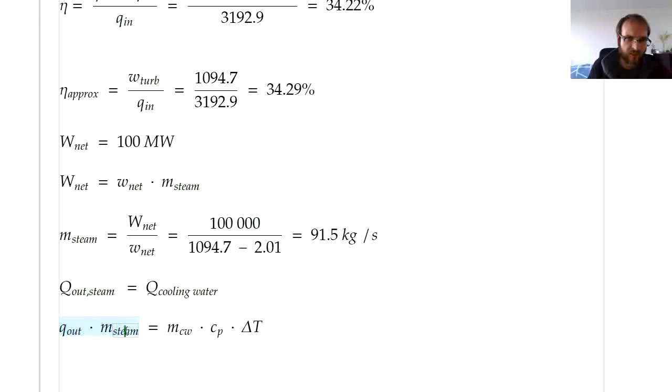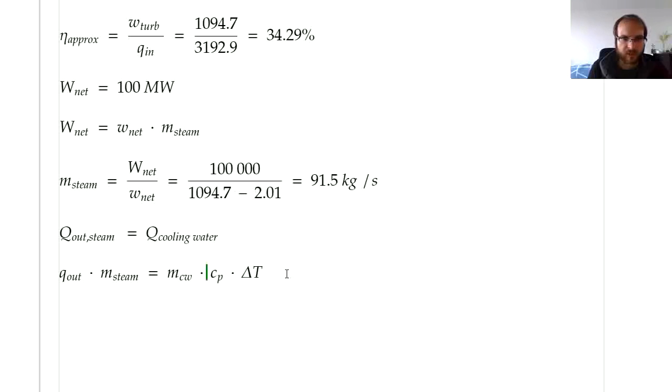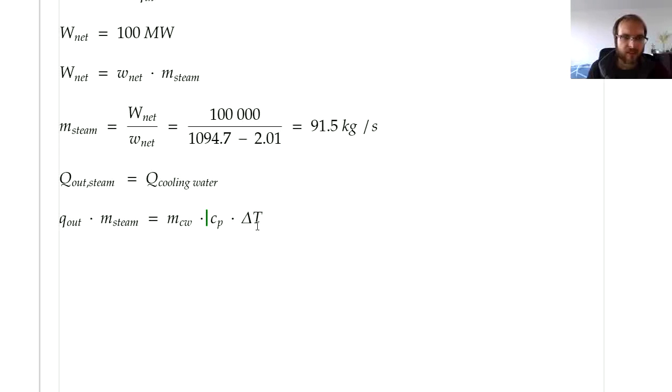Now we know the rejected heat and the mass flow rate of steam from over here, and we will also calculate how much is needed per 1 kilogram of water in the cycle. The specific heat capacity of the water is approximately 4.2 kilojoules per kilogram and Kelvin, and the temperature difference was 10 kelvins in the problem statement, which is the typical temperature difference applied in systems like the condenser.